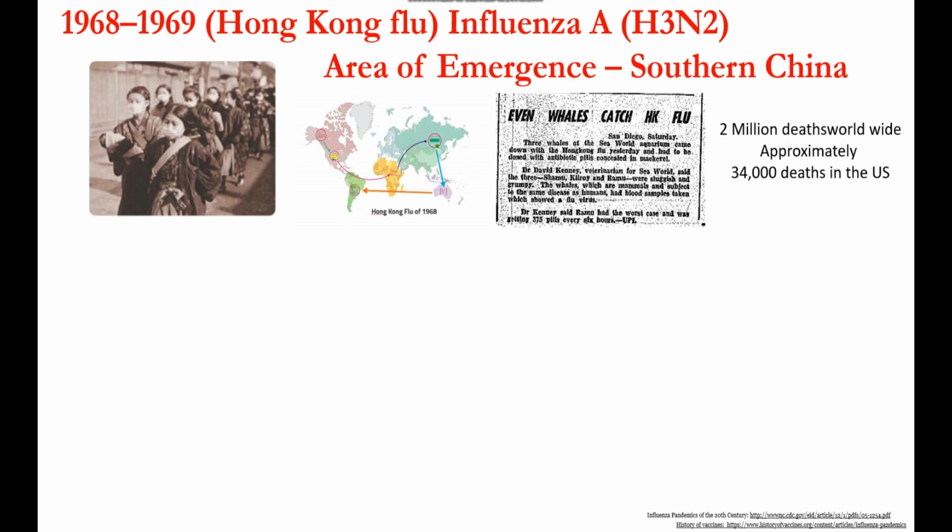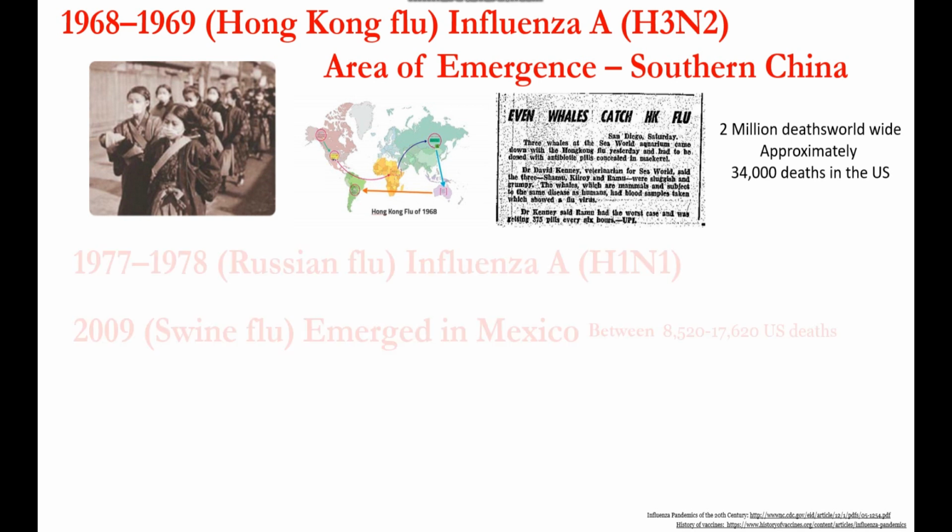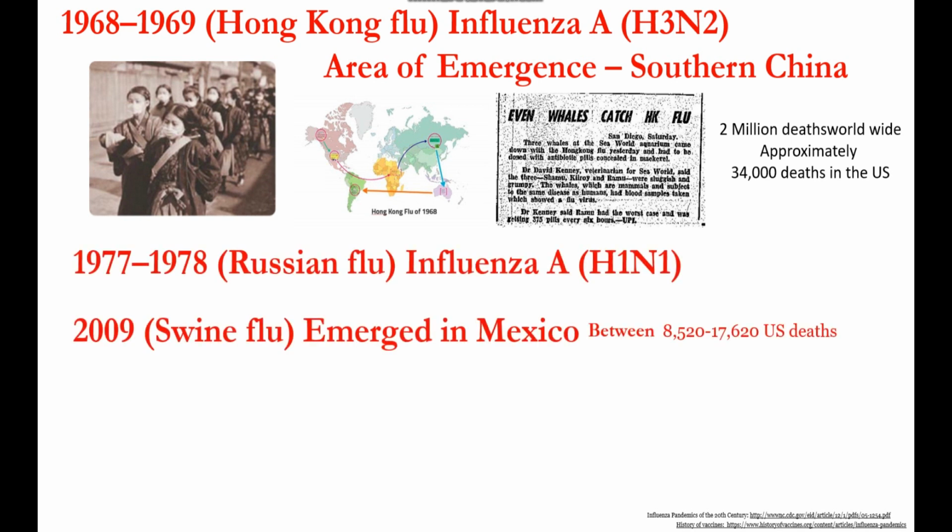At this pandemic, the characteristic mortality shifted towards the younger population. The case fatality rate was highest among children. Hong Kong flu is estimated to have caused 2 million deaths worldwide in 2 waves, with about 34,000 deaths in the US alone. Then we had the Russian flu in the year 1977 to 1978, which was caused by H1N1.